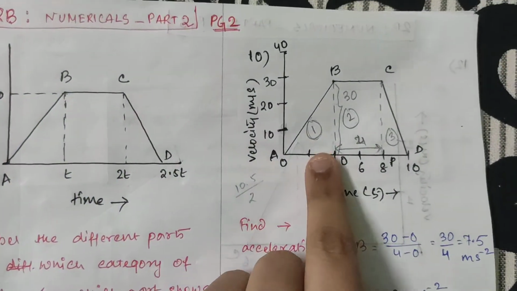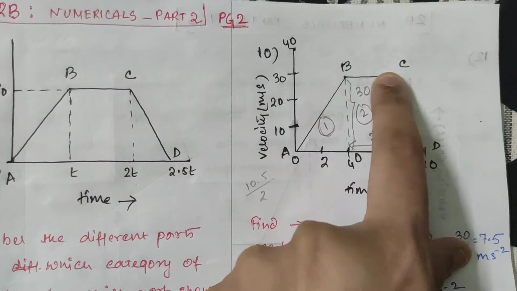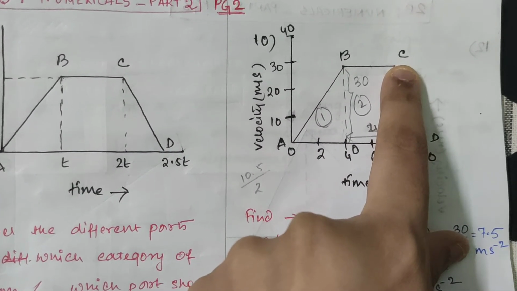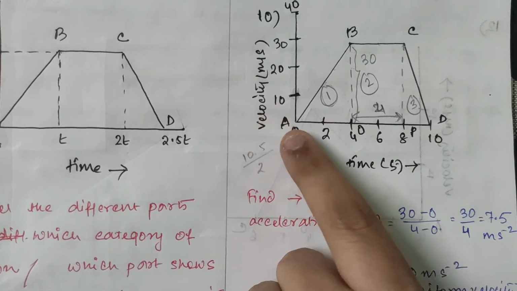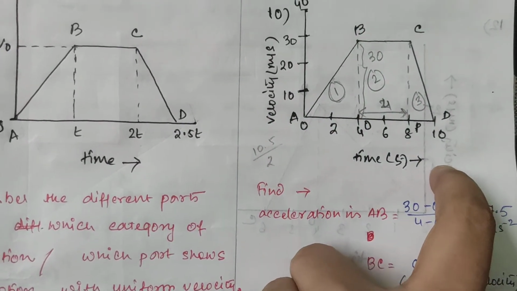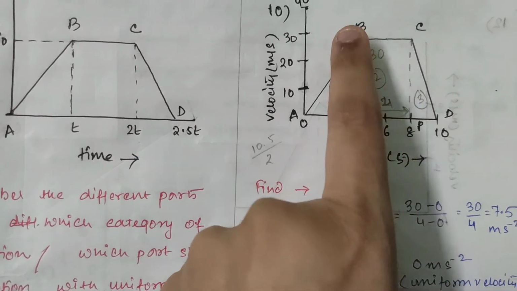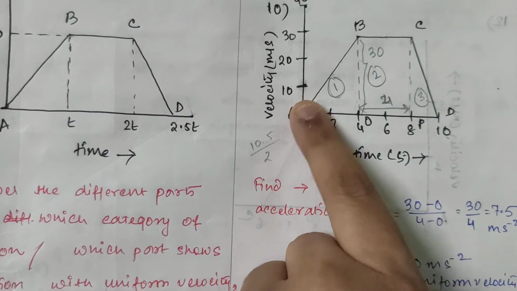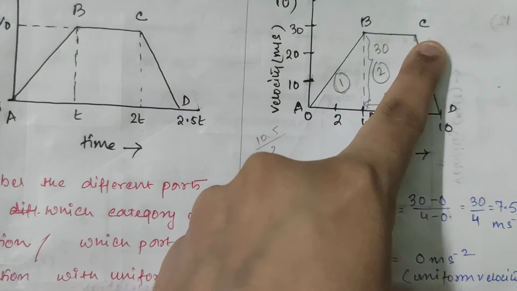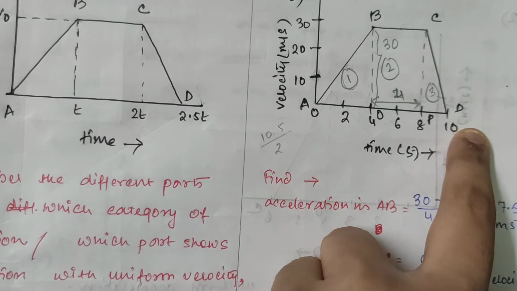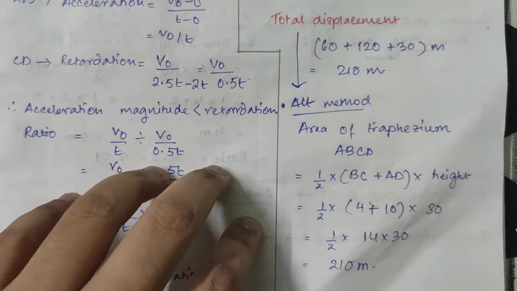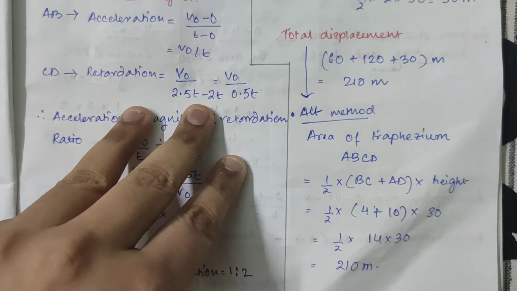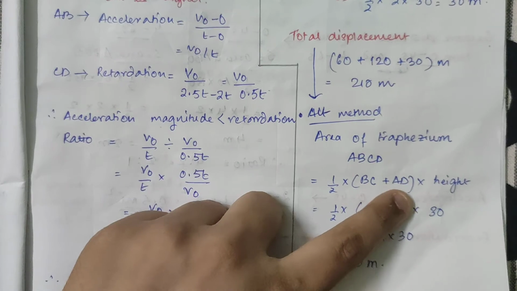For the trapezium ABCD, what is the area of the trapezium? Half into sum of the two parallel sides, BC plus AD. BC is 4 and AD is 10. So 4 plus 10, 14 into the height. So I have done that only. Sorry, I just said it by mistake. Okay, it's BC plus AD.